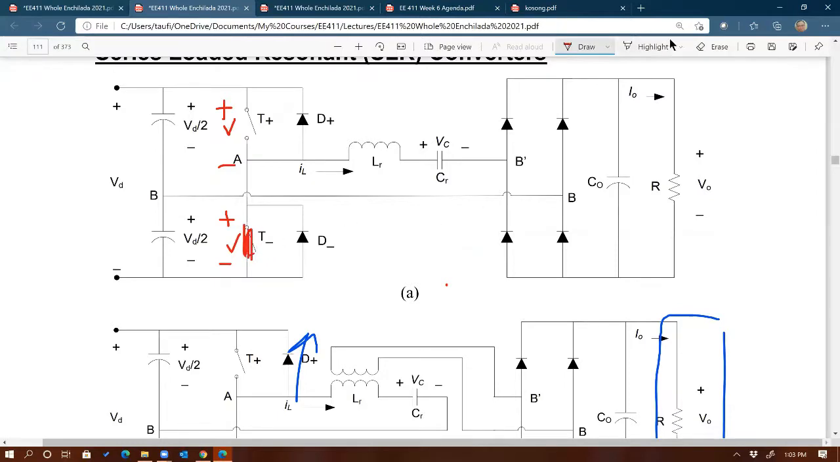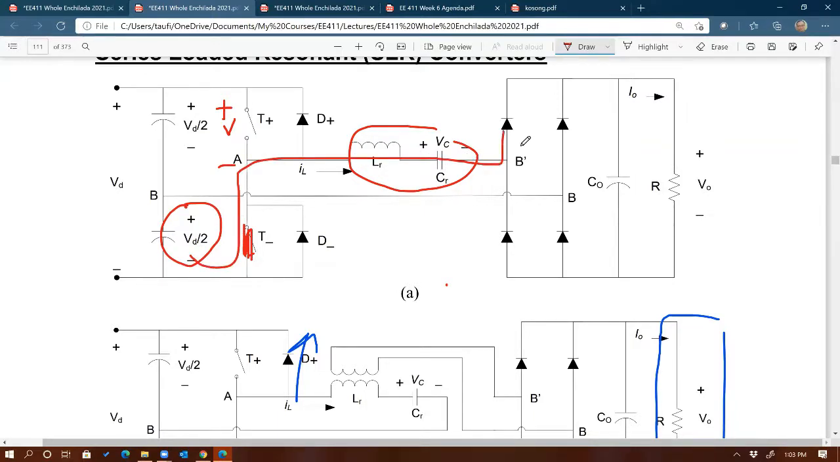If that switch turns on, now we are connecting the source to the tank again. As soon as you have a connection between the source and the tank, energy can flow through the tank. So energy will flow through T minus. Now you're forcing the two to resonate again. Resonant energy flows, and then it goes back that way, making the loop. Okay?